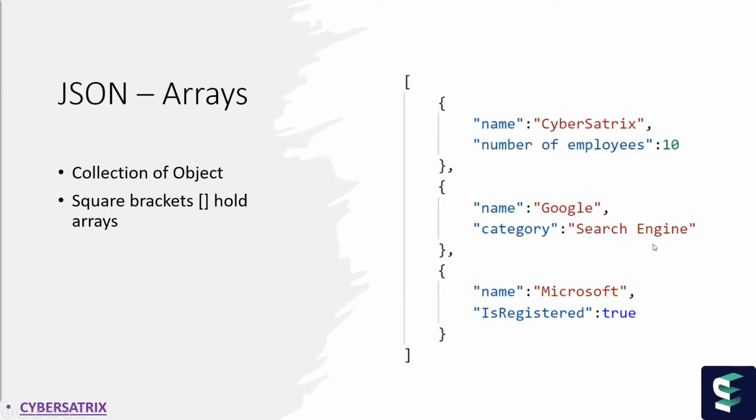The company name is Google and the category is search engine, and this is my third object, Microsoft. The separation of objects still applies here. So here you see I have 3 objects in the array, and each object ends with a comma except the last one. Key points here: an array is represented by square brackets, it consists of an array of objects, and each object is separated by a comma except the last object in the array.